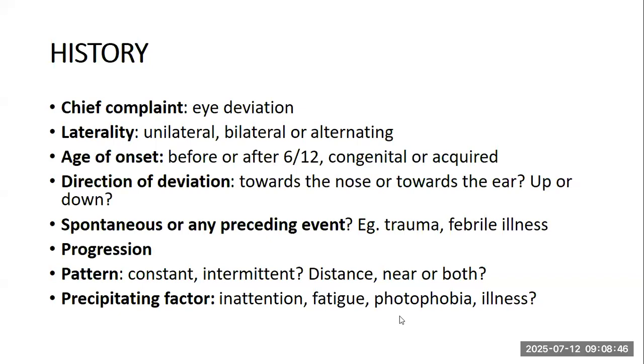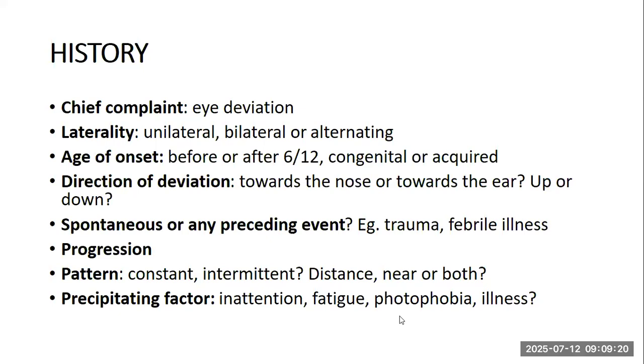Now, in evaluating a child with strabismus, the first thing you do is to get a history from, most times, the parents. And they usually present with complaints of eye deviation. You see a mother telling you, my child's eyes are not straight. So that's usually the chief complaint. So for the examiner, you want to know, is it one eye that is not straight, or is it both eyes, or does it alternate, in that one time one eye will be deviated and another time the other eye will be deviated? So you want to know which of the eyes it affects.